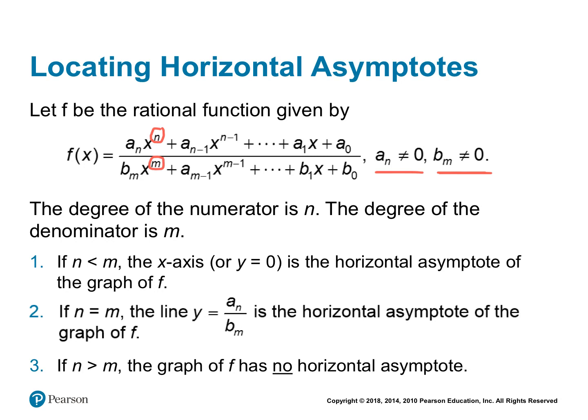So if n is less than m, the x-axis, or the y equals 0 line, is the horizontal asymptote of the graph. If n equals m, then the line y equals the leading coefficients divided by each other is the horizontal asymptote of the graph. If n is greater than m, the graph of f has no horizontal asymptotes.